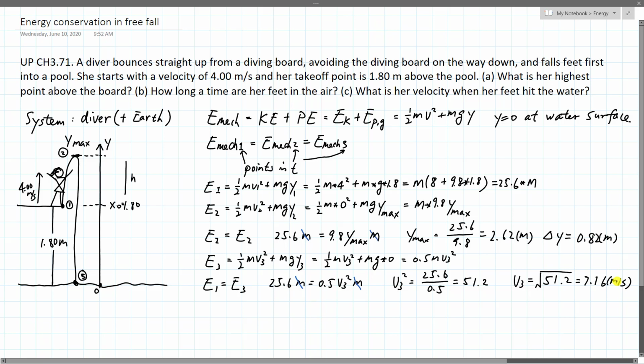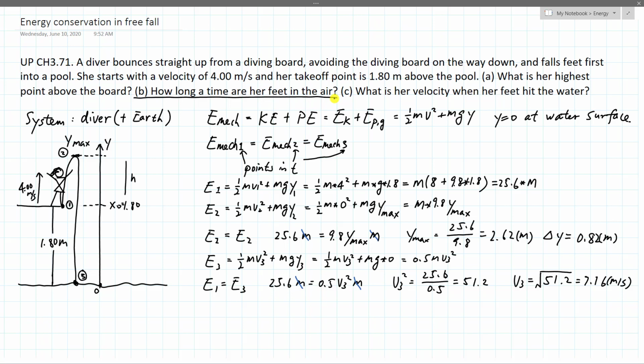Okay. Well, if you haven't noticed, I skipped this question here. How long are her feet in the air? Well, there's no way I can get this answer only with energy conservation. I explained in a previous video that energy conservation does not really tell you which way time flows, and it also doesn't contain time. It doesn't concern time, so you cannot solve for time. So here's one major drawback if you're using energy conservation.